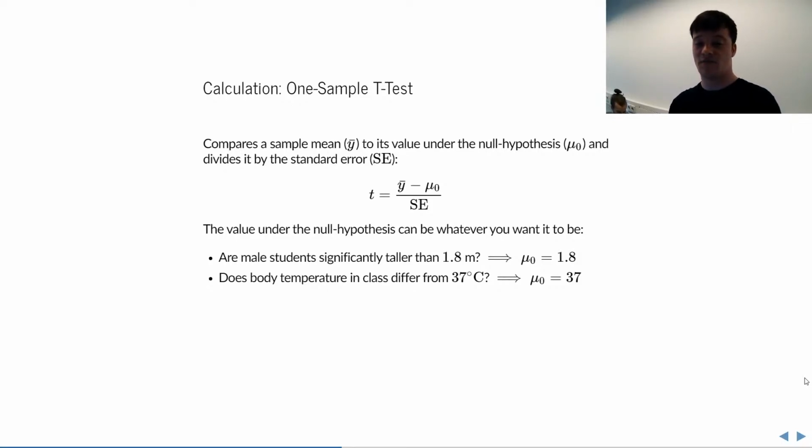So this mu 0 can be whatever you want. If you don't specify anything, it will compare it to 0, which is interesting, for example, in linear regression, where you want to know, is there a significant relationship, which is the same as asking, is the slope significantly non-zero? So that's actually a one sample t-test. But in the case of our male students being significantly taller than 1.8, then mu 0 is 1.8. And if you want to know, does the average body temperature in this class differ significantly from 37 degrees Celsius, then mu 0 is 37. So it's a choice. It's whatever you want it to be.